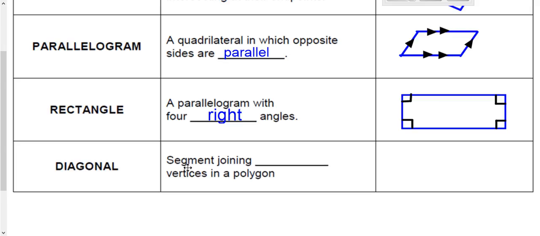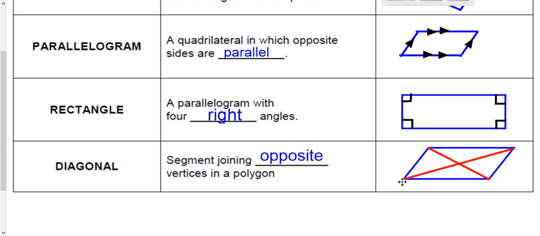And what is a diagonal of one of these things? A segment joining opposite vertices in the polygon. So I've drawn the diagonals in red. They're going from one vertex to the opposite vertex. And there's two of them in a quadrilateral.